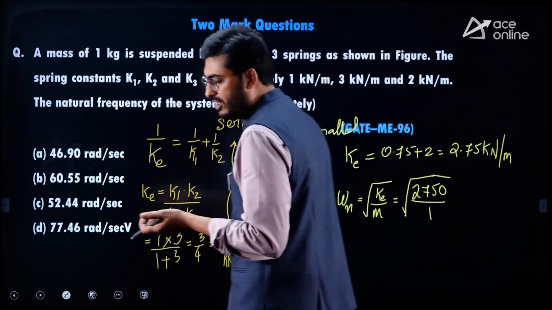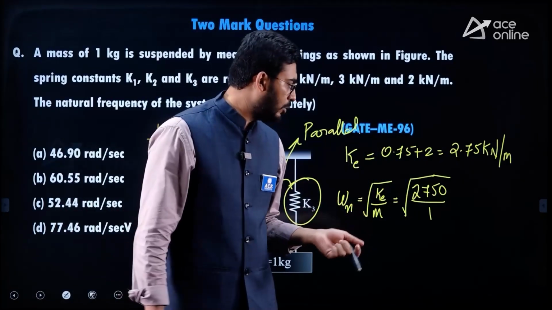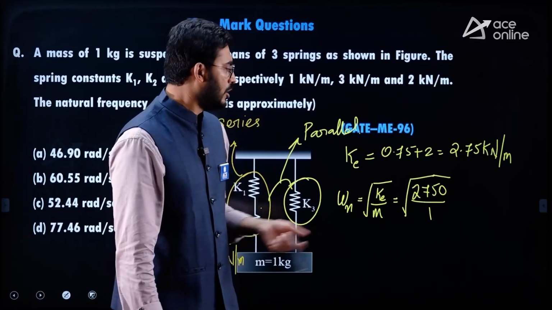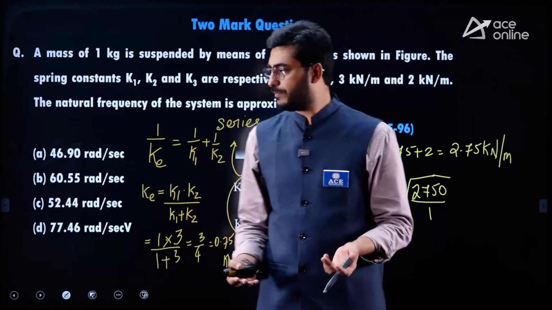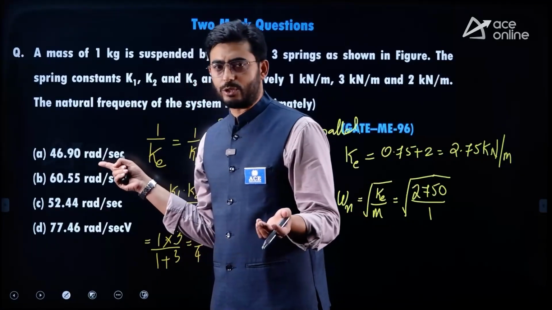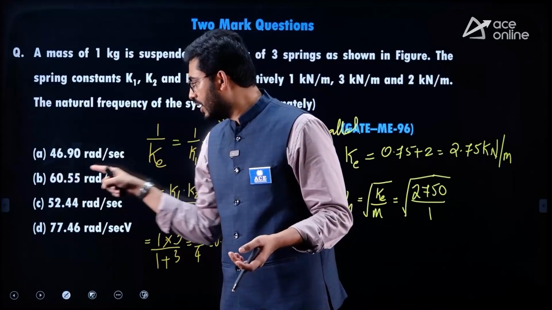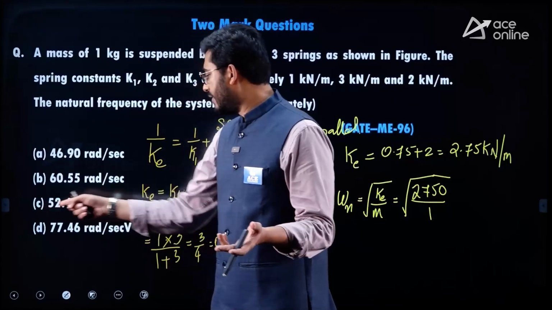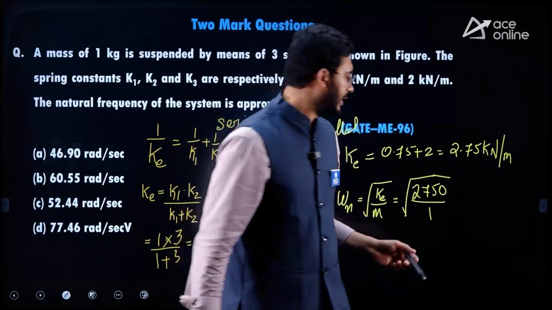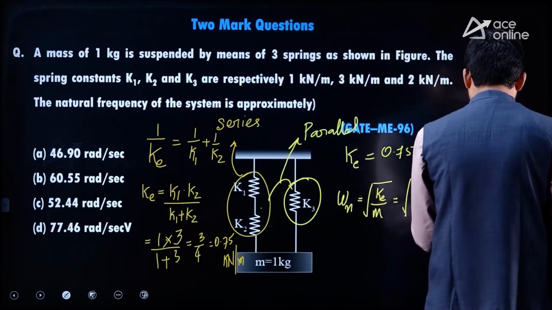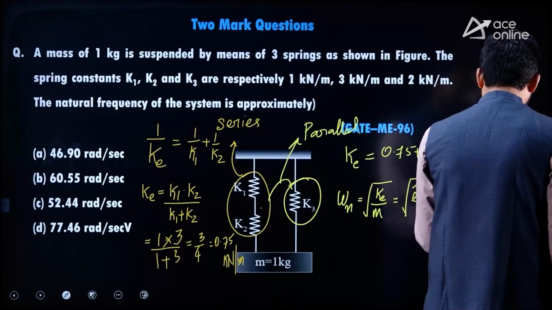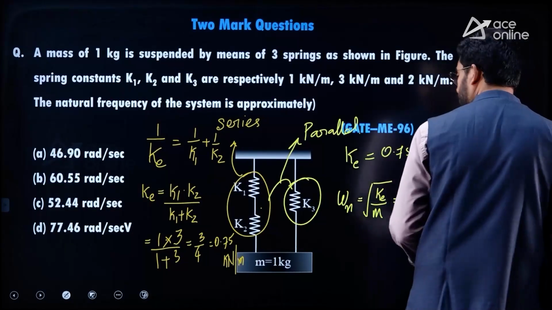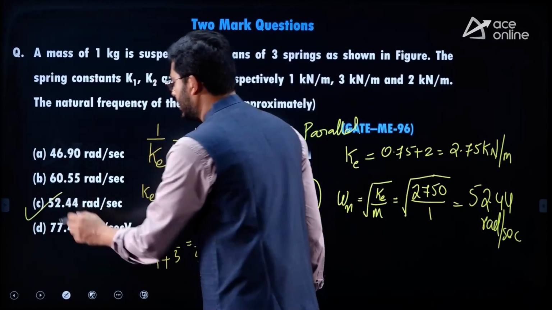If we try to solve this without a calculator, then the square root of 2500 is 50. So the answer should be somewhere closer to 50. If you observe, option A is not closer to 50, it's below 50. Option B is 60, and the square of 60 is 3600. In the same way, 52.44 is the more likely answer here. 52.44 radians per second, that is the answer. Okay, so option C is the answer.